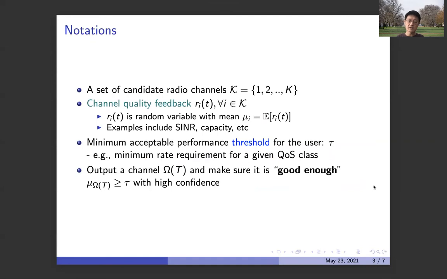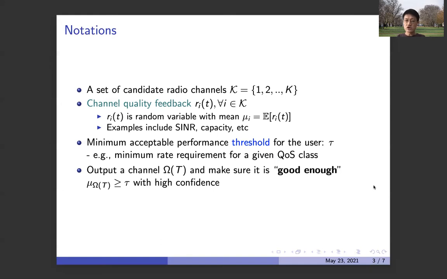So let's look at a little bit of the detailed design. Let's say we have a set of candidate radio channels, channel 1, 2, 3, 4, until capital K, and we have a channel quality feedback. At time t, channel i has a feedback of R_i(t). This is a random variable with a mean value, let's say, mu_i. This random variable could be, say, the signal-to-interference-plus-noise ratio, or the throughput, or the instantaneous channel capacity, and so on and so forth. We make this general, just using a random variable R_i(t) with a mean value of mu_i.